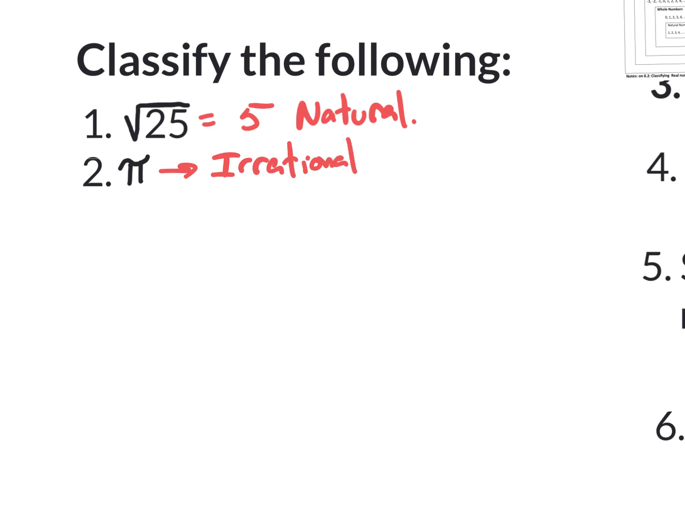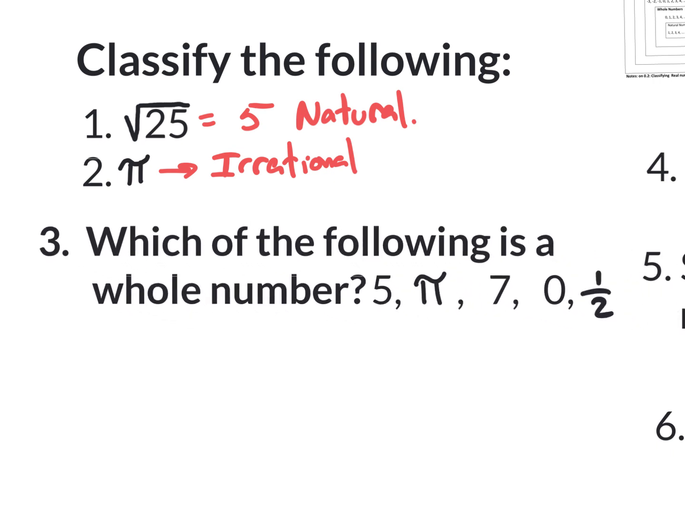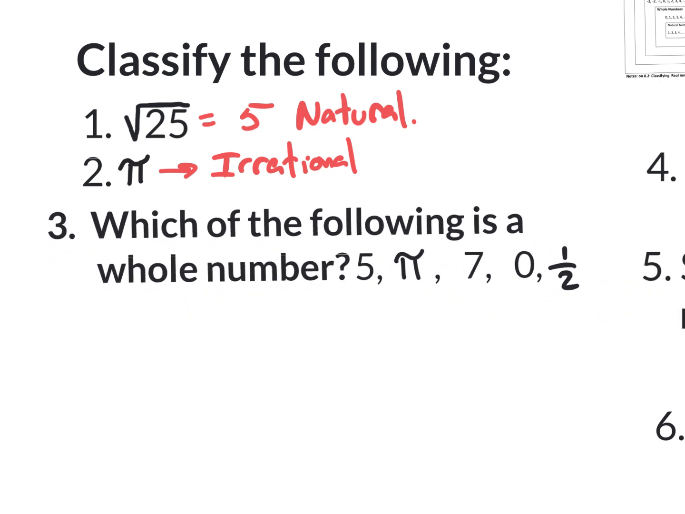Okay, let's try some more examples, and notice over here we have a different type of instruction. It says, which of the following is a whole number? So we've got to select which one's a whole number. Now, when you look at this, you're going to look at the 0 and be like, oh, whole, that's a whole number right there. So you're going to circle that guy, and that's your answer.